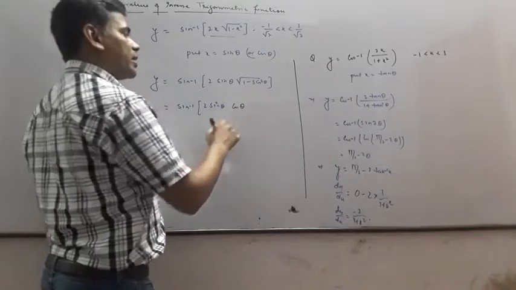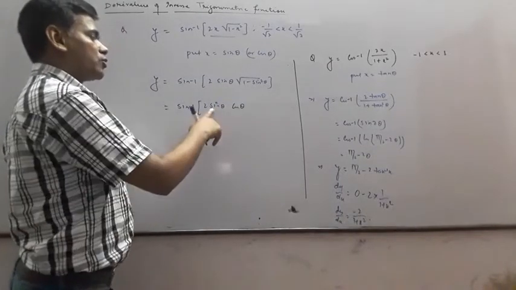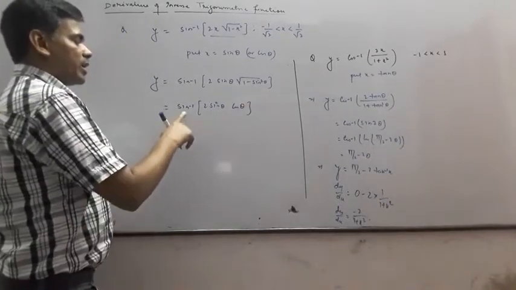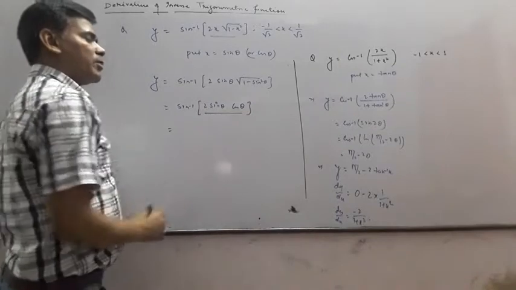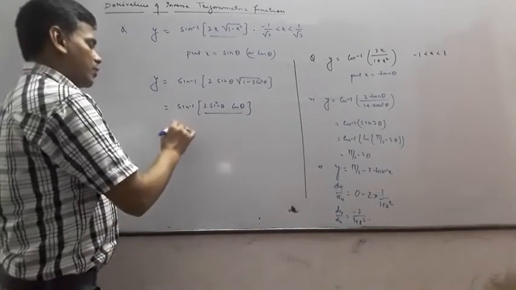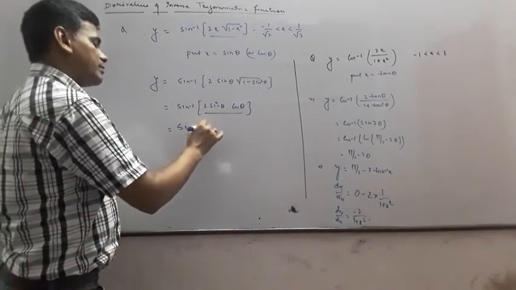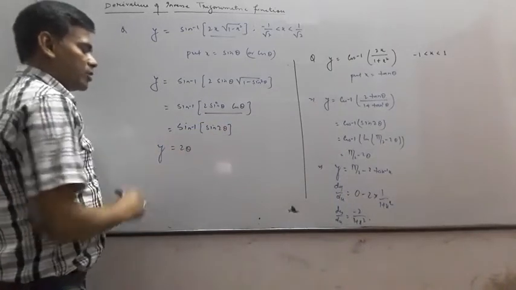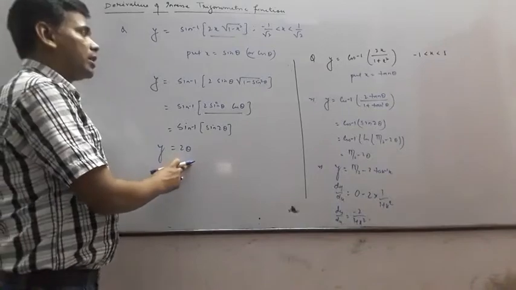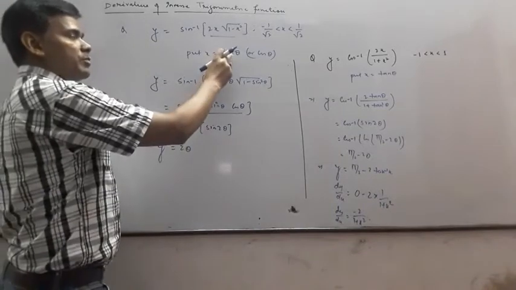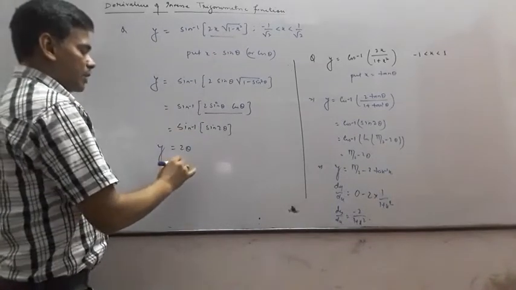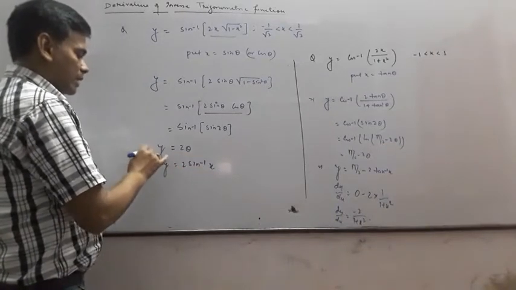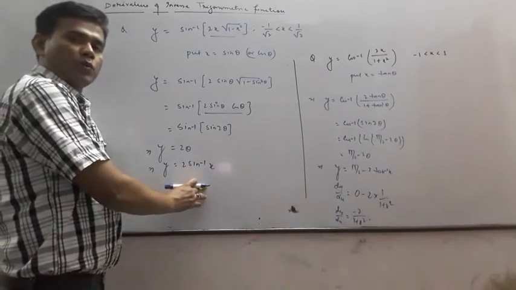So cos square theta and this root will get over, so it will be cos theta. And you know the formula for sin 2 theta. So that means sin inverse sin 2 theta, so the result is 2 theta. So y equals 2 theta. Now you will have to replace theta with sin inverse x. So our function is now 2 sin inverse x.